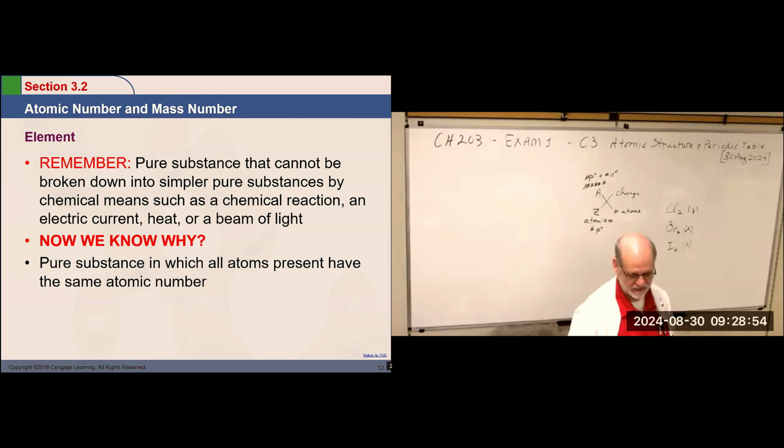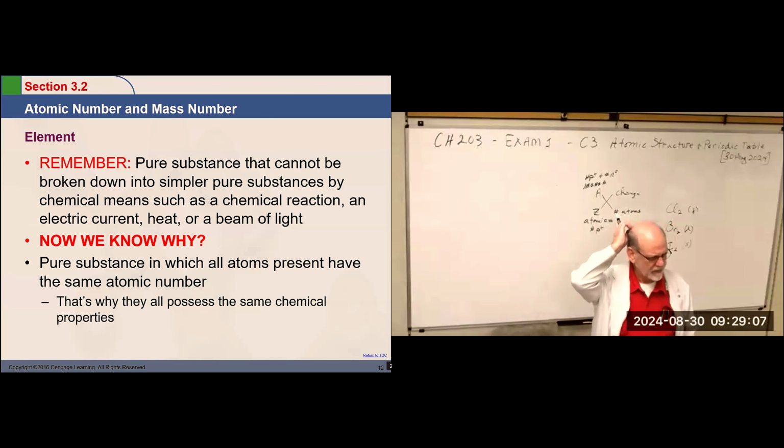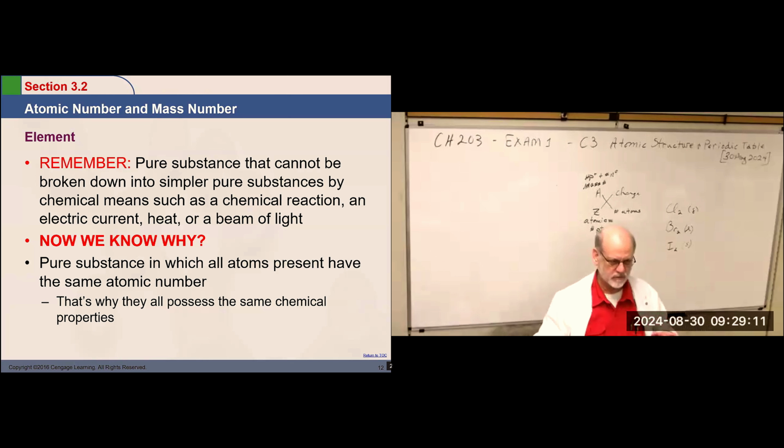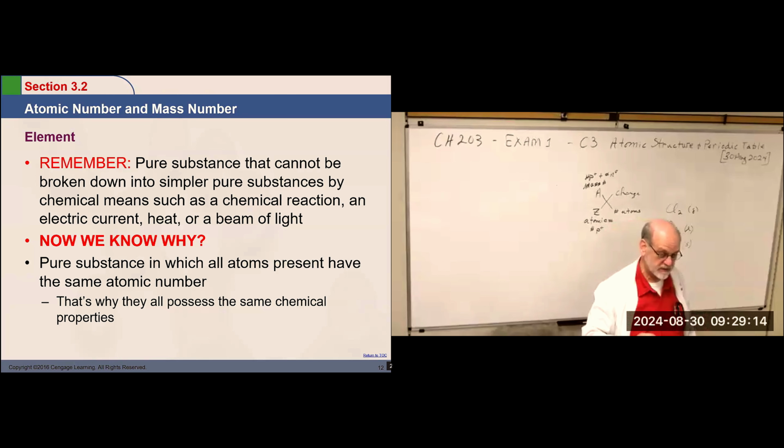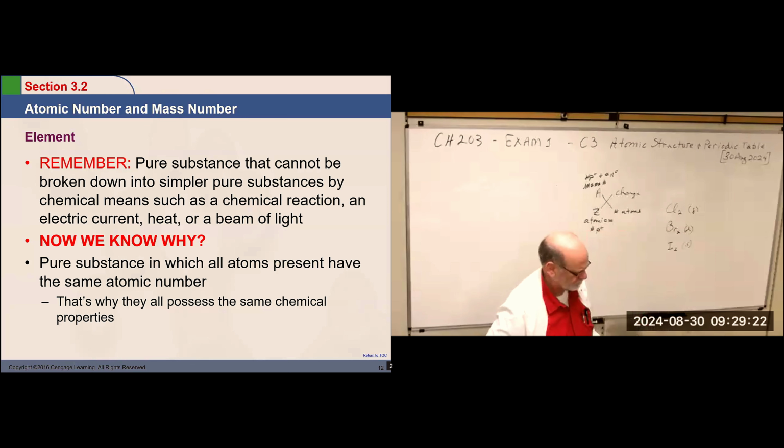Yes, they all have the same atomic number. That's true. I didn't mention how we know they have this atomic number. Where did the atomic number come from? I just threw it out there that we had the protons and we knew the protons were represented for each element. But actually, the, shoot, I can't remember the guy's name now. I'll come back to it.